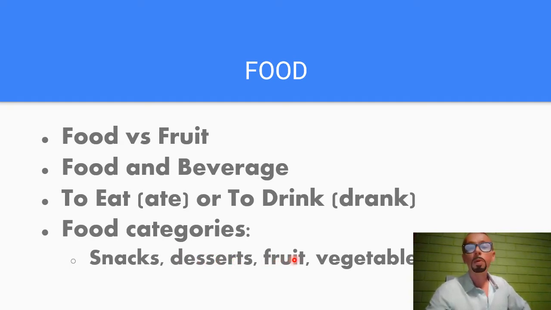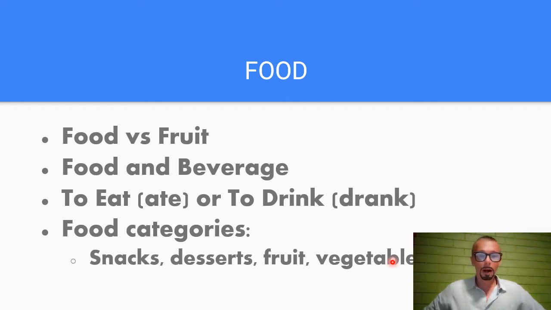There are fruit, vegetables, meats, bakeries, and many more categories. So let's review all the categories that we have in the food section.